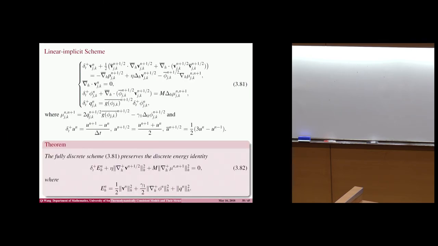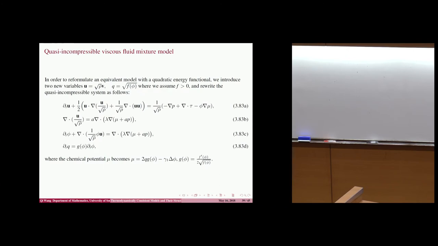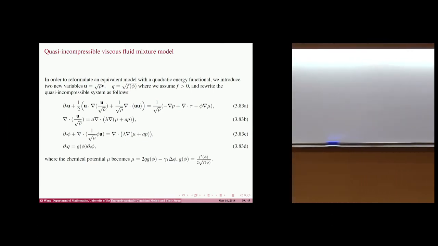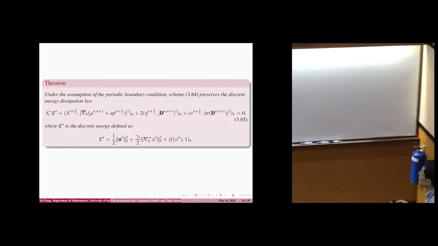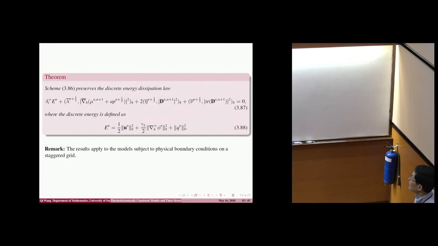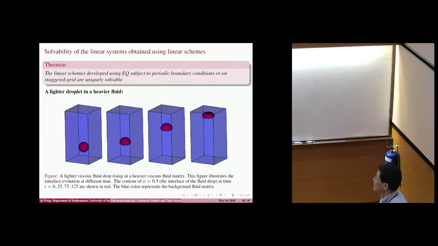I guess my time is running out. I'm going to just go right here. So I have to introduce a new variable U, which is the square root of rho times velocity. And then this will turn the total energy into quadratic form. Then we can apply EQ on this. Okay? So we can show energy stability in both space and time.